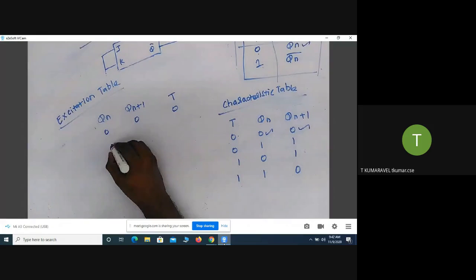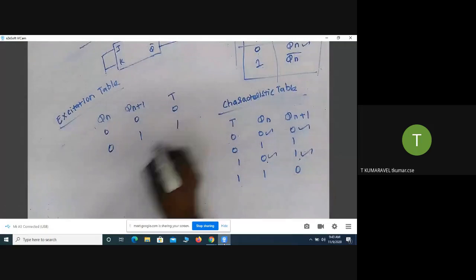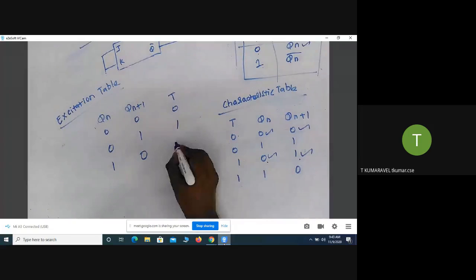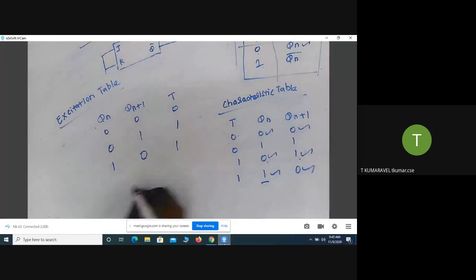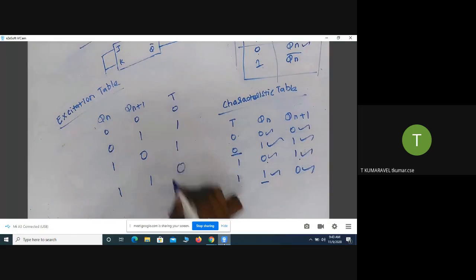What about the next one? 0 1. My previous stage output is 0. The current stage output is 1. What is the value of T? Only one combination is there, 1. Similarly for 1 0, it is 1. Next one is 1 1. What is the T value? 0. It is okay for you?